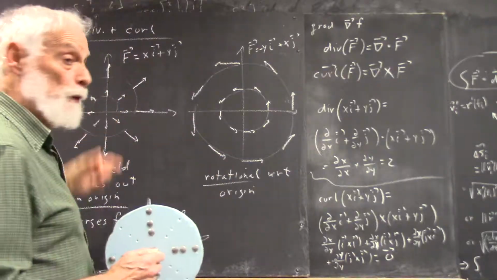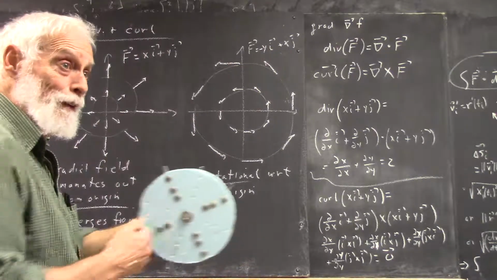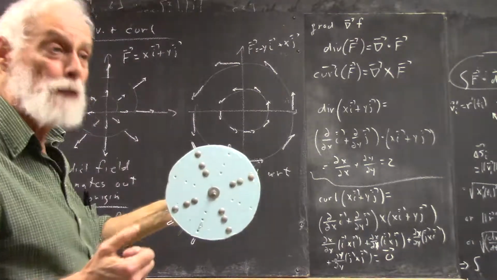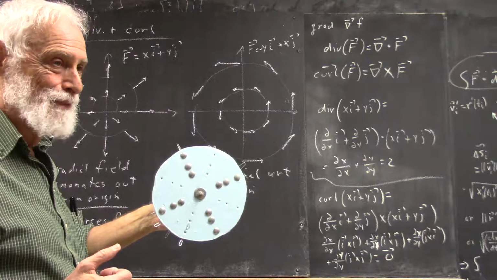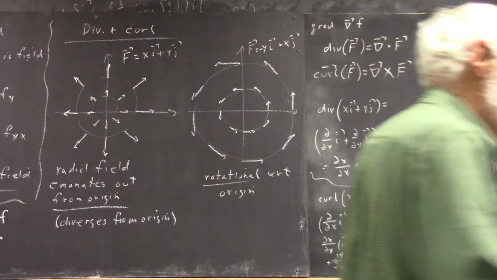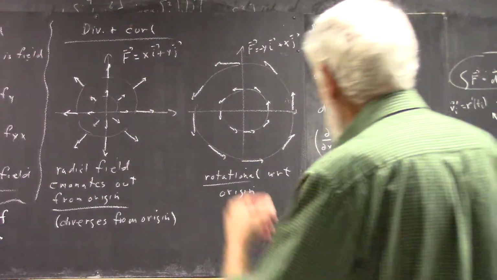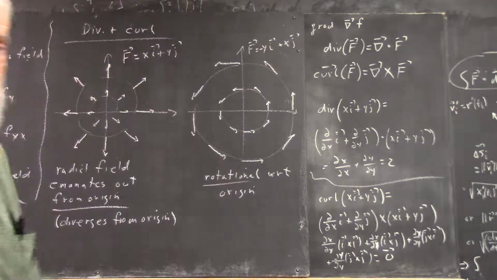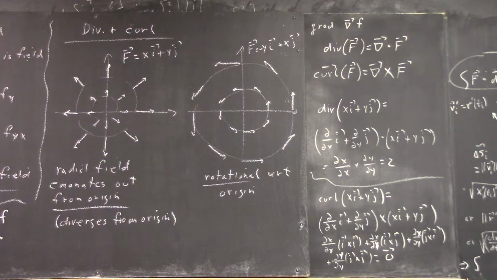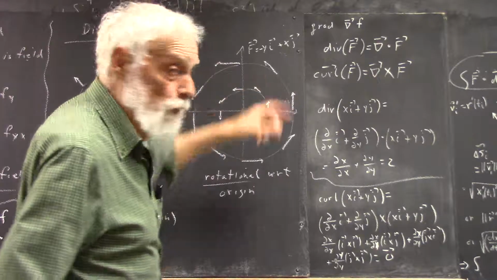But there is divergence, because this thing is getting pulled apart. At least it's being stressed. Okay? So you want those connections. Now let's go ahead and calculate these. Calculate the divergence and curl of this field and see what you get.